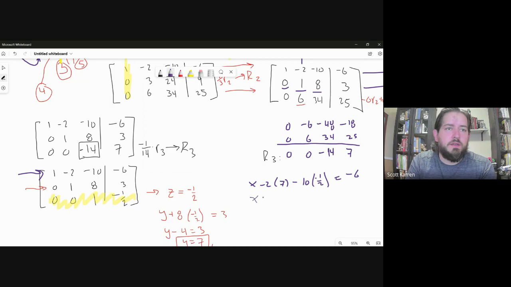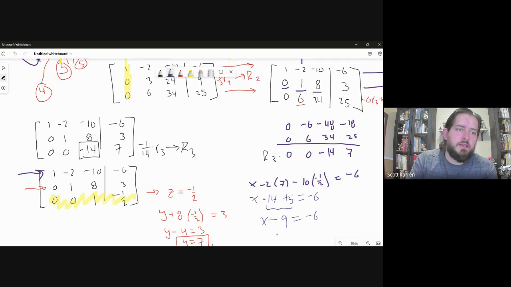X minus 14 plus 5 should equal -6. -14 plus 5 is x minus 9 equals -6. And then add 9 to both sides, and x equals 3. Then I have my system solved.